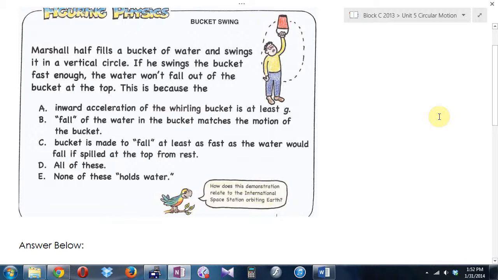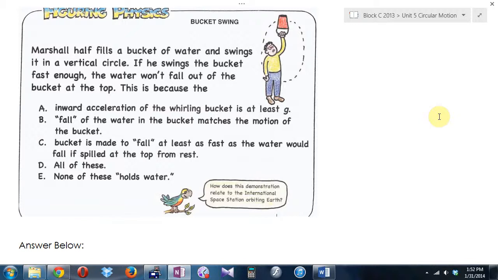Hey, Marshall fills half a bucket of water. He swings it in a vertical circle. If he swings the bucket fast enough, the water won't fall out because of the bucket at the top. This is because: A, the inward acceleration of the whirling bucket is at least g. B, the fall of the water in the bucket matches the motion of the bucket. C, the bucket is made to fall at least as fast as the water would fall if spilled at the top from rest. D, all of these. Or E, none of these holds water.